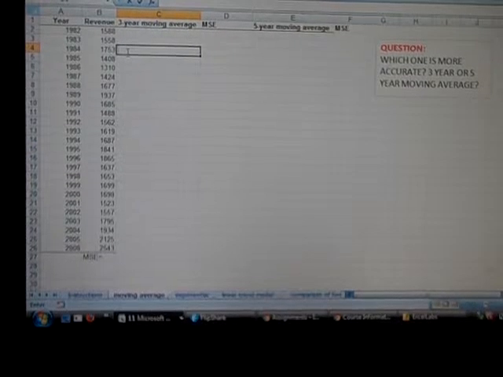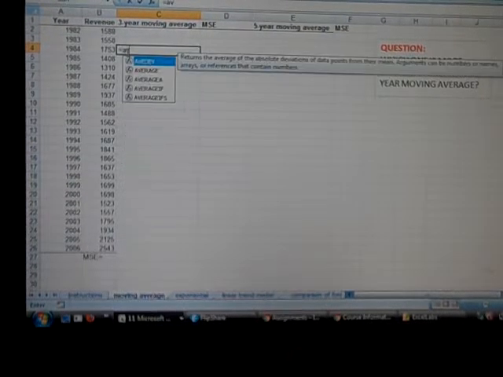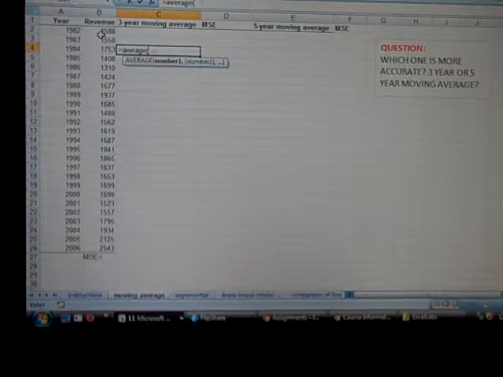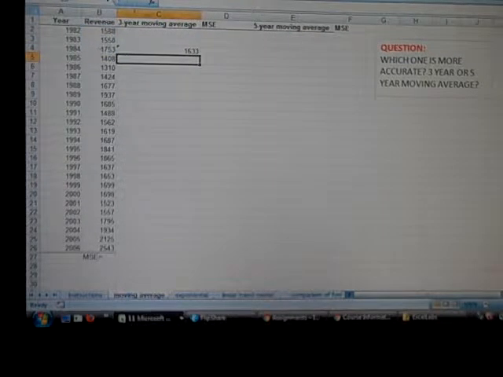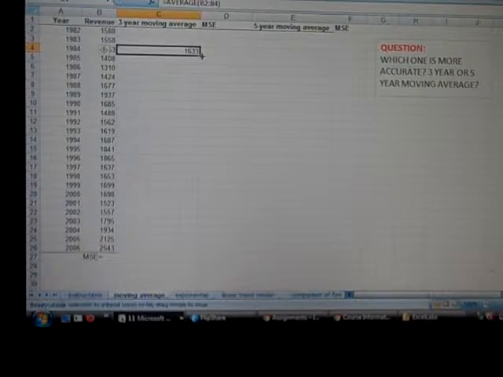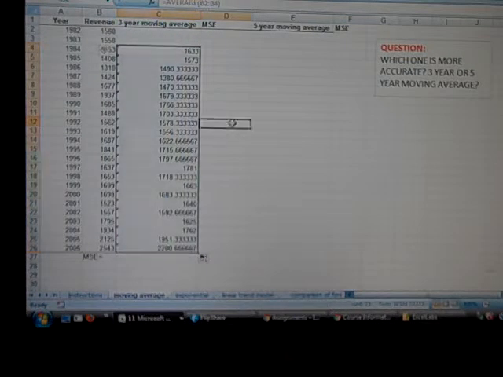So to do this, we look at the 3-year moving average first, and we can see there's, of course, the 3rd year. So then just put equals average. Let me go to those 3 years. Okay. Then we pull this down.